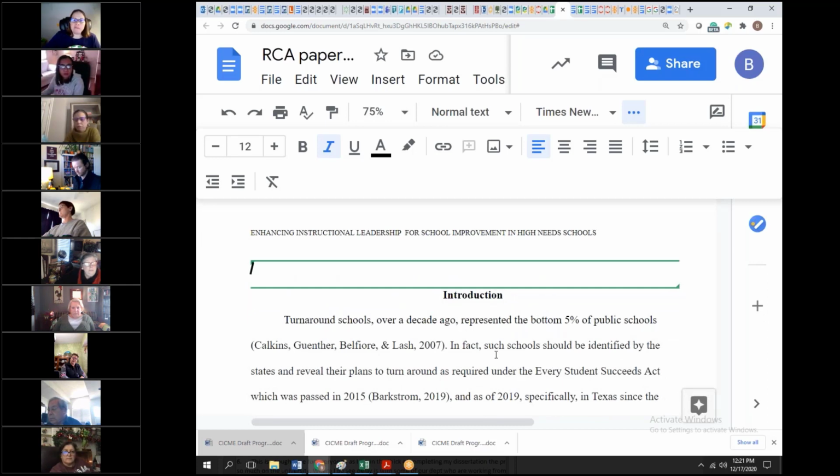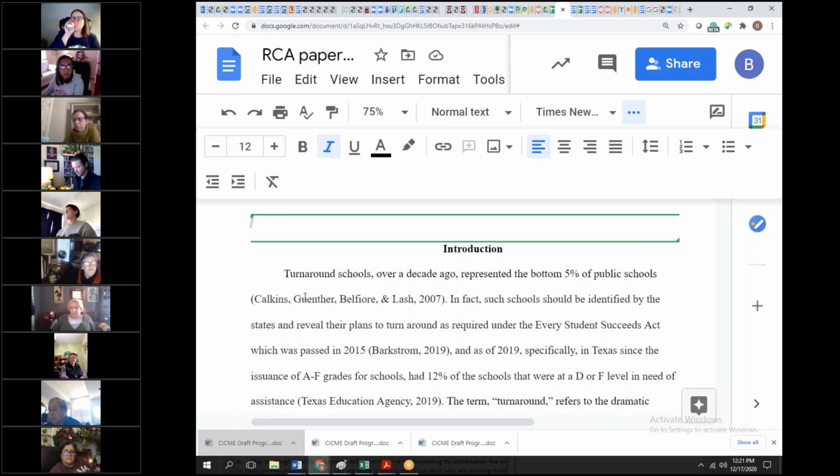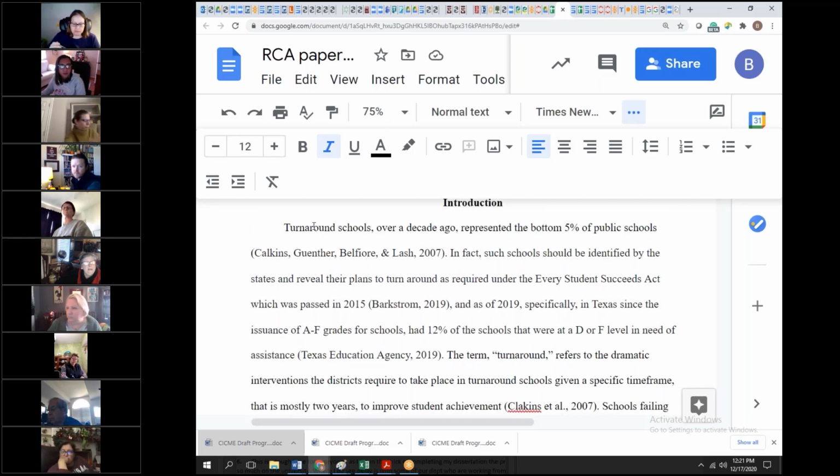When I look at this, what we want to do is start out with what is about turnaround schools, and you have to lay your background.